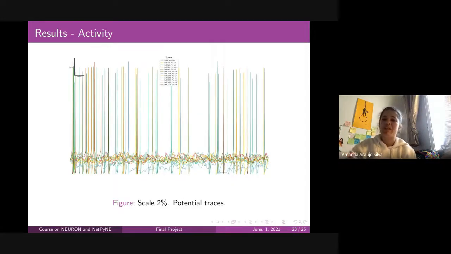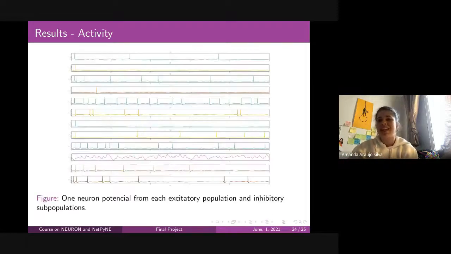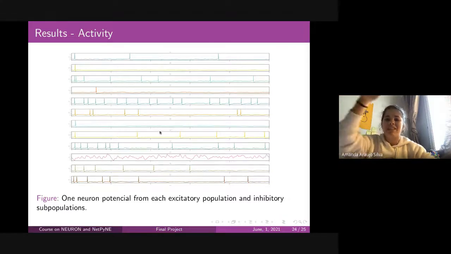We also plotted the potential traces for each cell from each population. So we had firing, and we can see what NetPyNE can do and what it can give us. We plotted the potential traces, again, of one cell from each population. I don't have the pointer, but in the blue one, we can see that it doesn't spike in the middle. It corresponds to the layer 5 inhibitory population, which was strange in the other result.